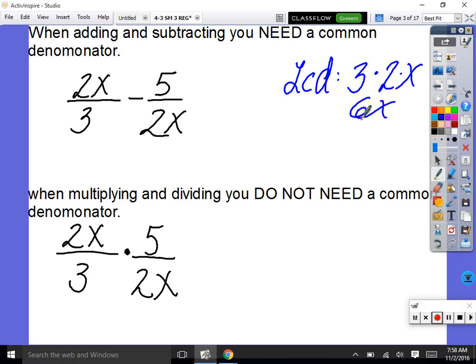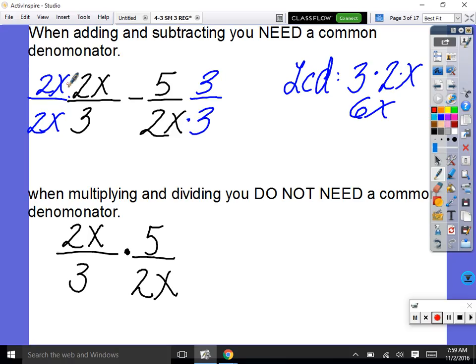So we need to make this 6x. What are we going to multiply by? 2x. If you do that to the bottom, you got to do it to the top. Very good. And over here, we're going to multiply by 3 over 3. And now let's make sure. So this is the step that usually people skip, and then they start to get confused.